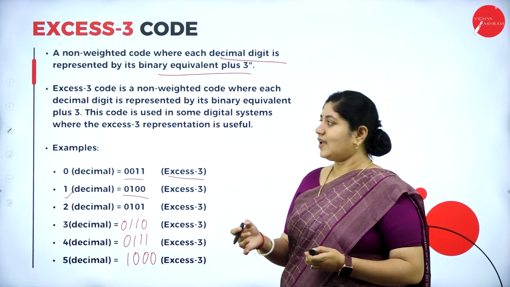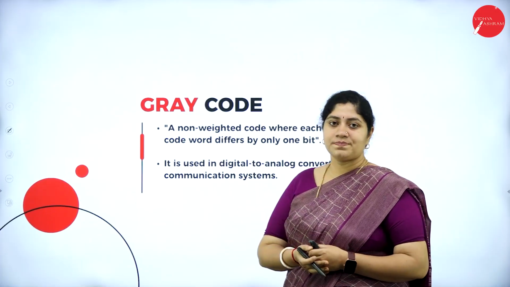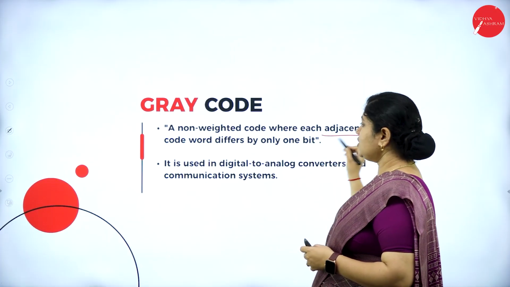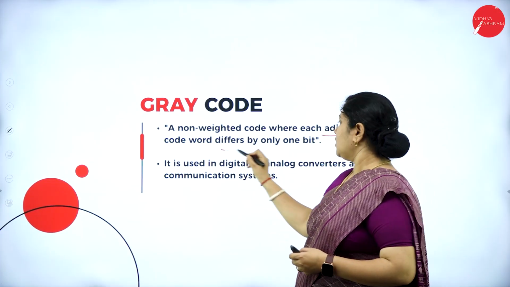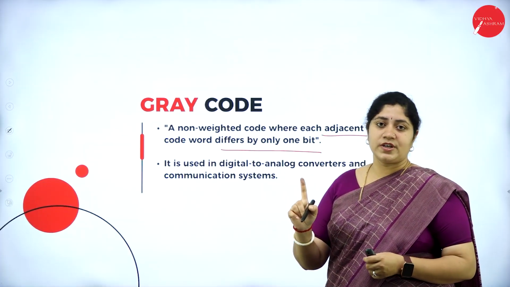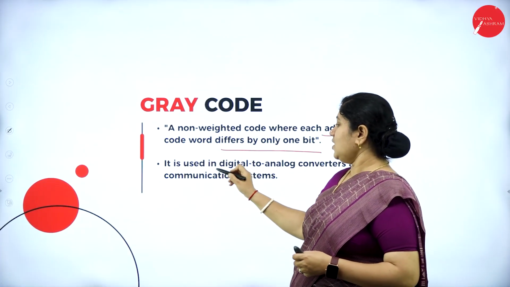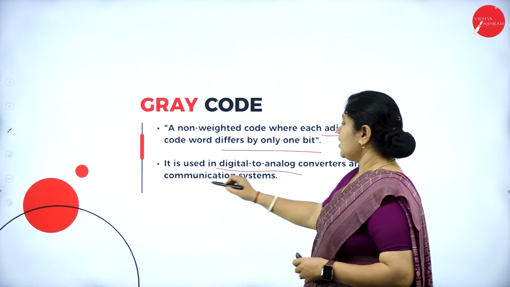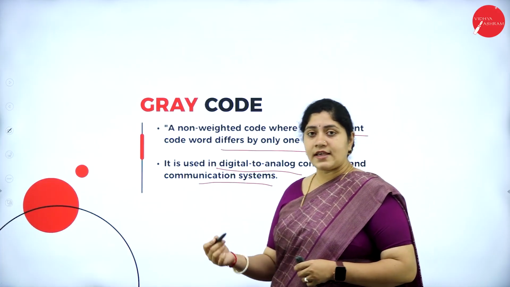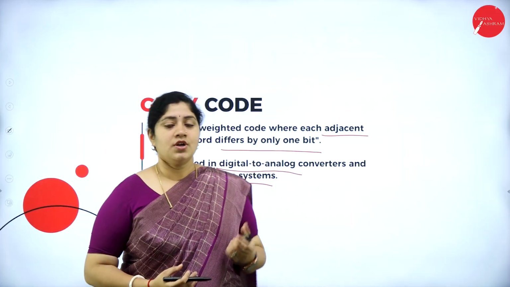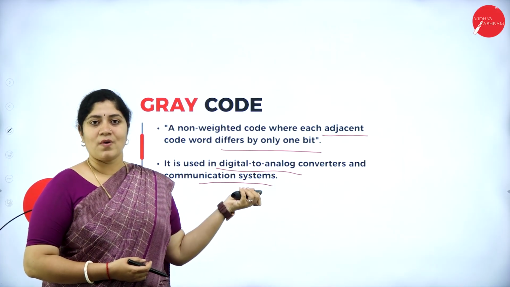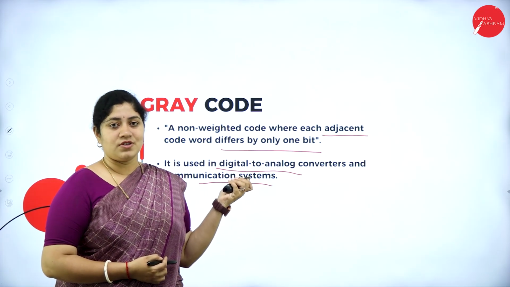Up next, let's see what is gray code. Gray code is a type of non-weighted code where each adjacent code word differs only by 1 bit. Alright, now let's see where is it used. It is used in digital to analog converters as well as also utilized in the communication systems. So this is a gray code and let's see how to perform the gray code conversions.